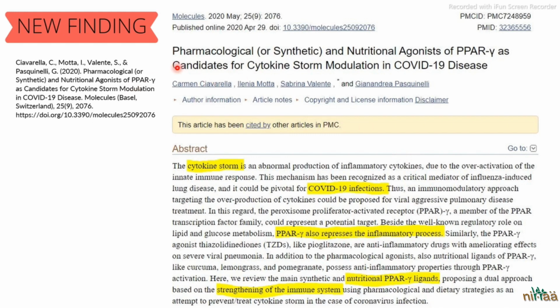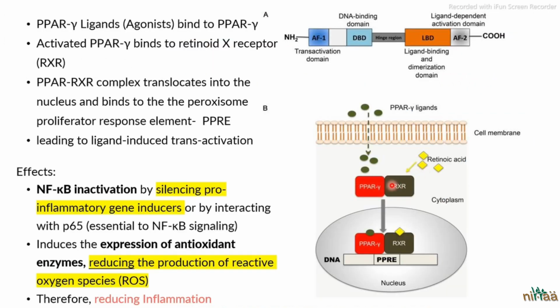Now, here is an article released recently about the role of PPAR-γ in modulating the cytokine storm of COVID-19. It binds to the activated PPAR-γ receptor. Now, once the whole PPAR-γ RXR complex is formed and fully active, it is able to enter the nucleus. Here, it binds to a specific gene and induces its transcription. The gene that it binds to is called the peroxisome proliferator response element, PPRE for short.